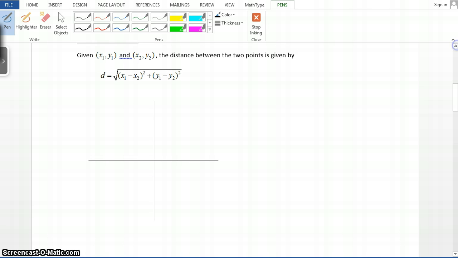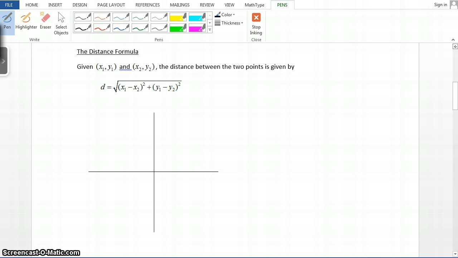For the distance formula, you have to be given two points to begin with, an x1, y1, and x2, y2. The distance between the two points is given by this equation. You take a big square root, subtract your x coordinates, make sure you square them, then you add in the middle. Subtract those y coordinates, make sure you square that. So it's the difference between the x's squared plus the difference between the y's squared, and you take a big square root. This totally comes from the Pythagorean theorem.